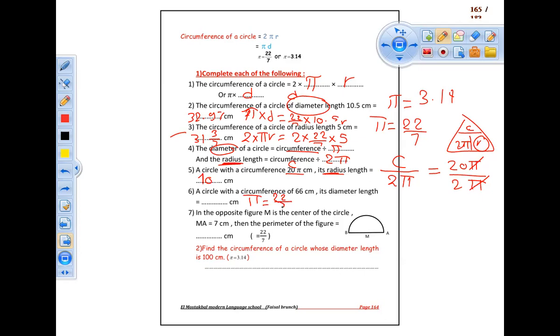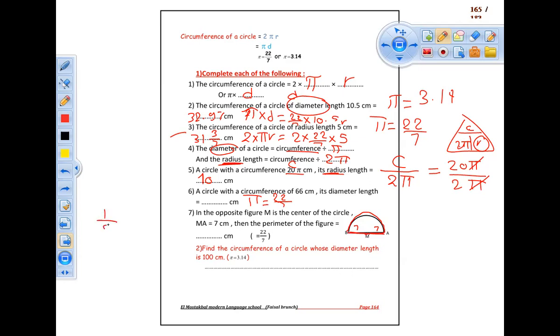Number 7. Now focus with me. In the opposite figure, M is the center of the circle, and MA is equal to 7 centimeter. Then MB is also 7 centimeter. Then the perimeter of the figure. Remember with me, perimeter of the figure means the sum of the outline of the shape: this shape and this line. This shape is called a semicircle. Semicircle means the half circle.